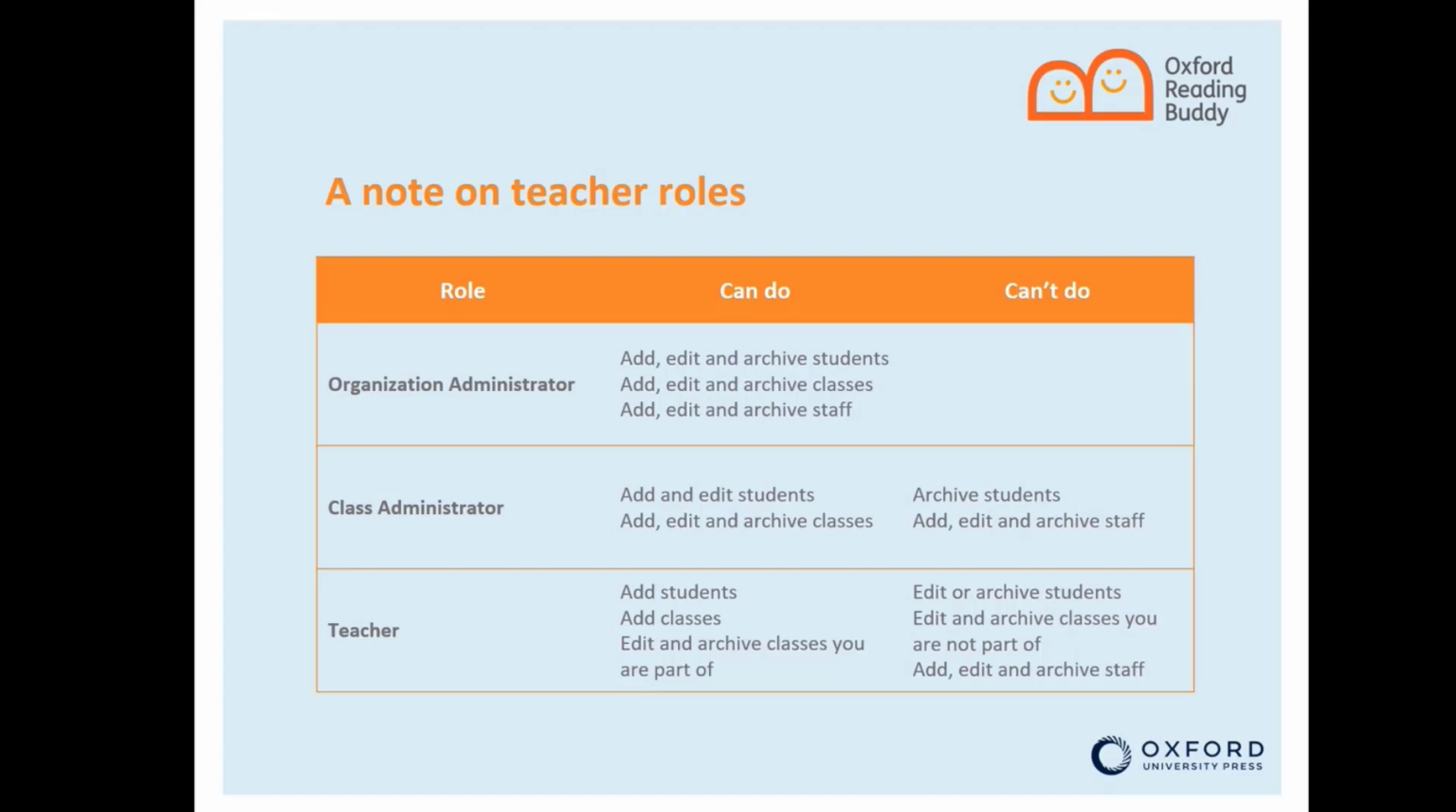There are 3 different roles available on Oxford Reading Buddy. As the purchasing teacher, you will be the organisation administrator, and you've just gone through the process to set yourself up in this way. As an organisation administrator, you have full administration rights over teachers, students, and classes. However, we would recommend you limit the number of users with this role. Use it for access for the head teacher, literacy lead, or IT support.